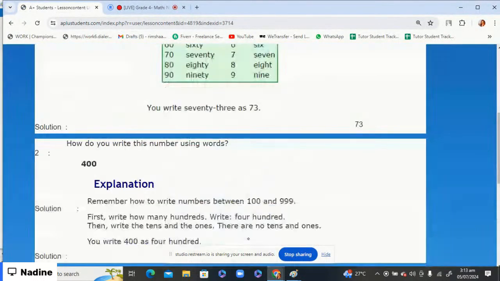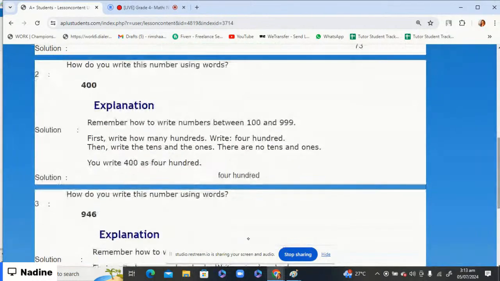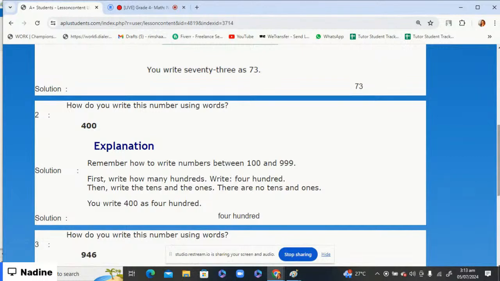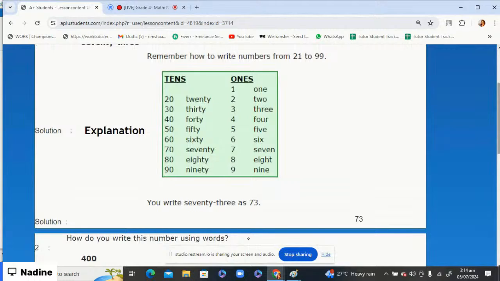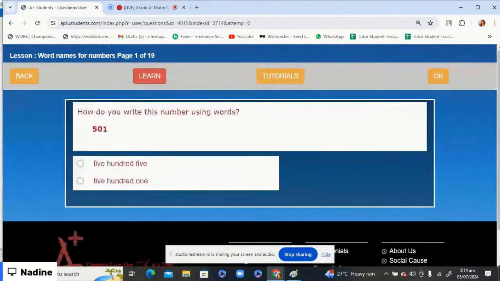so let's go back to the questions. Practice question. How do we write this number using words? That is 400. So you just write down the spelling FOUR 4. And what is the spelling of 100? HUNDRED. So it becomes 400. Okay, now let's do the test questions. How do you write this number using words? 501. So it's 501.